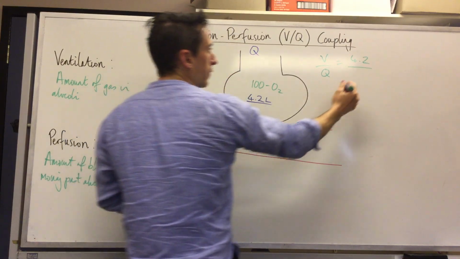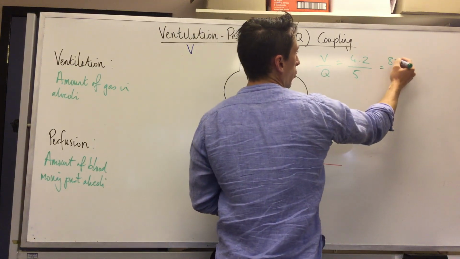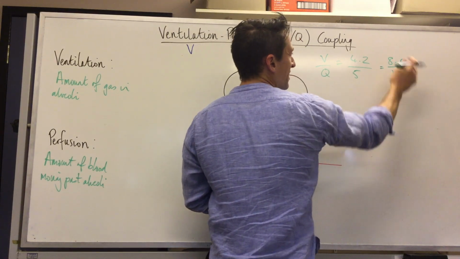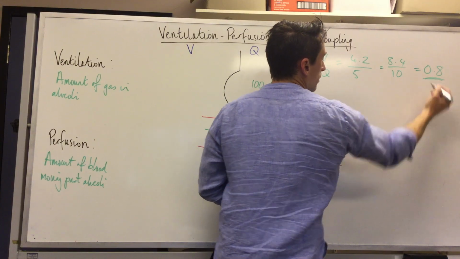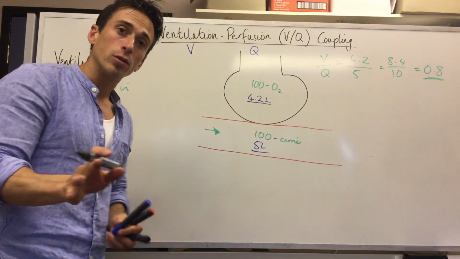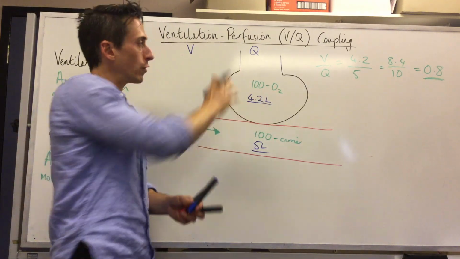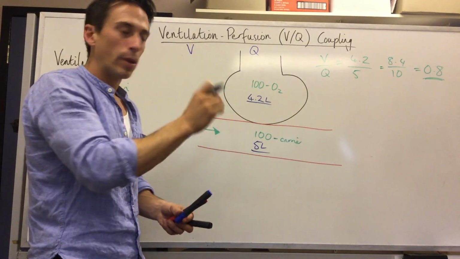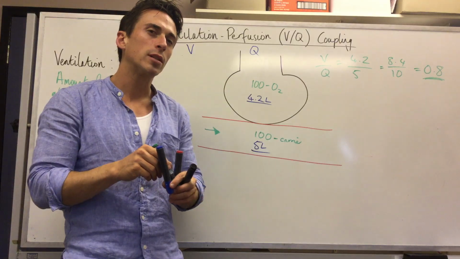The perfusion is 5. If you have a look at that, which is 8.4 to 10, which is nearly 1 to 1. In actual fact, it's around about 0.8 instead of 1, okay? But it's close. So what you can see is there's a near match for the ventilated air compared to the blood that's perfusing past, okay? And your body wants to keep it like this.